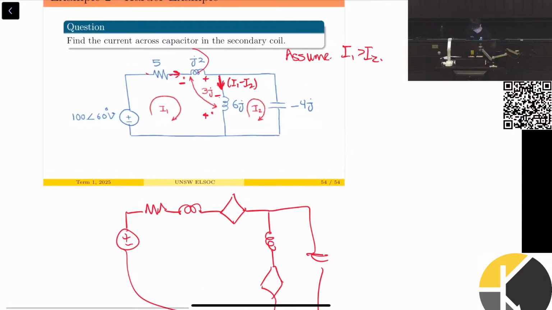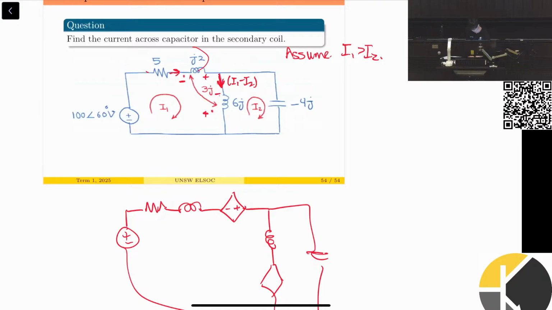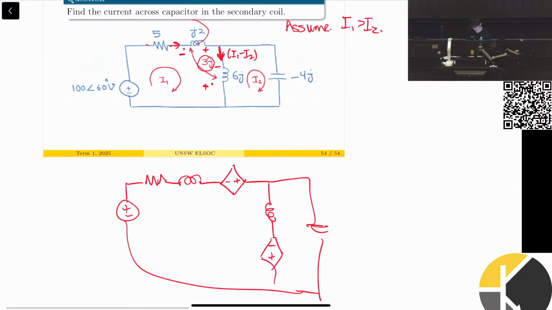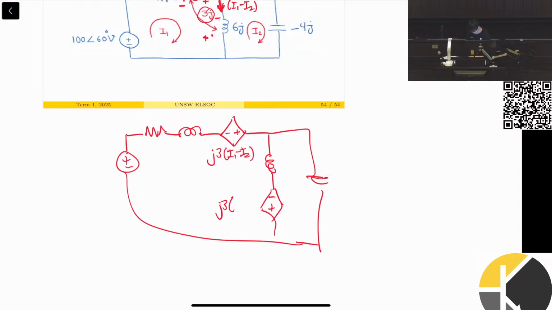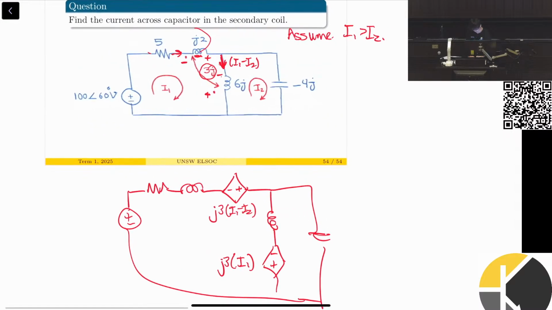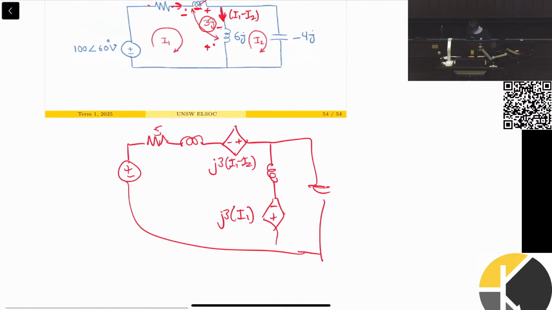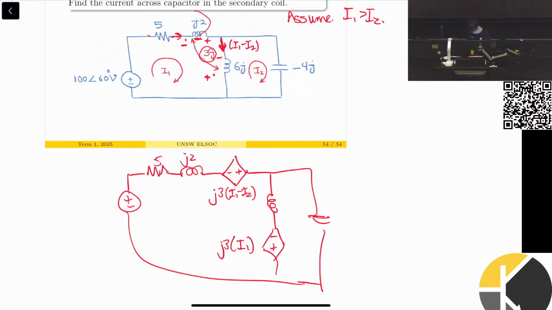So I just look at the polarity of the mutual inductance, which will be like so, and these will have a value of j3 times the current of the other coil. So for this coil here, the other current is I1 minus I2, so this is j3(I1 minus I2). For the other one, this is j3 I1. Let me write in all the other values. So we have 5, j2, j6, minus j4, and this is 100 with a phase of 60.